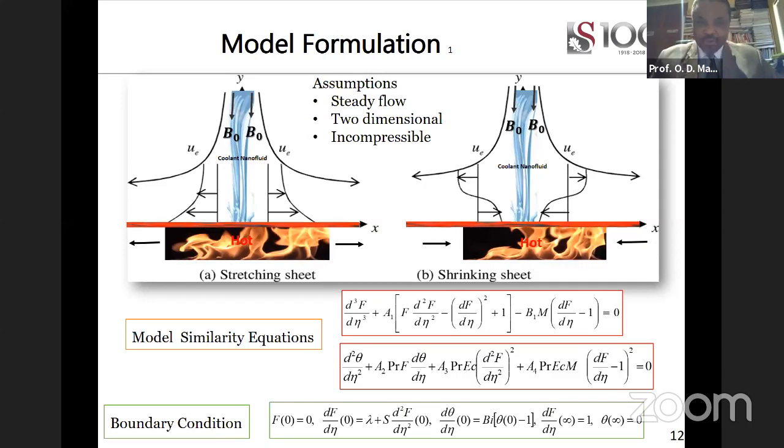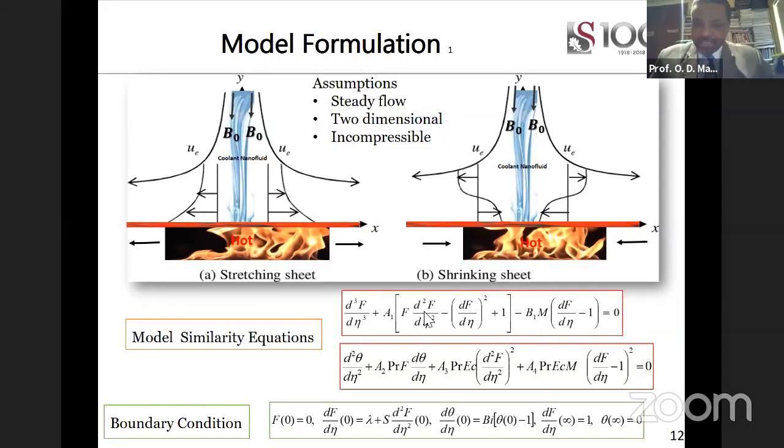Then you have this equation. This one we call the momentum equation. And this one we call the energy equation. These are in dimensionless form, where your eta is a similarity variable in terms of the axial transverse distance. And also your F here now comes as a stream function from the similarity transformation, where the derivative of the velocity will be the derivative of F. Your A1, your B1, your M is the magnetic field parameter, which results from the Lorentz force which you have there.